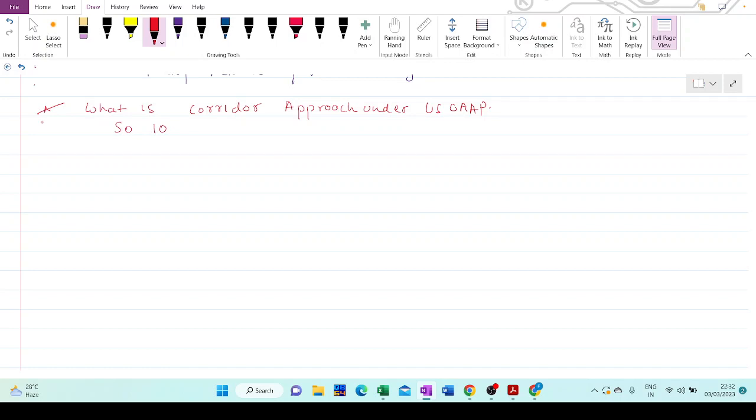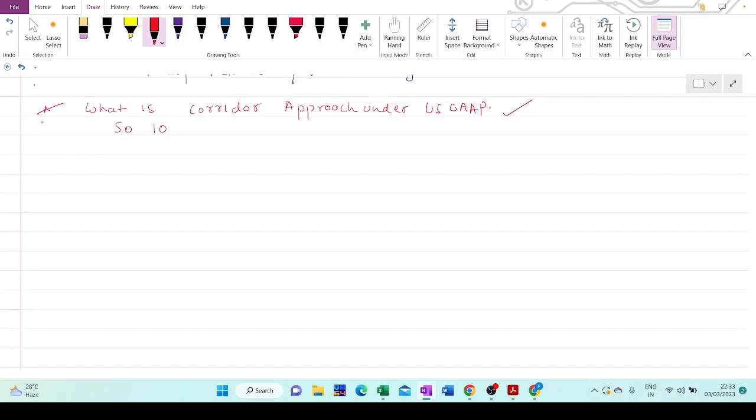So why are we using the corridor approach? To check whether my actuarial losses are too big or not. Please write this down. We are using the corridor approach in GAAP to check whether my actuarial losses are too big or not. If I use the corridor approach and find out that my actuarial losses are too big, I will start amortizing my actuarial losses, right? Okay.